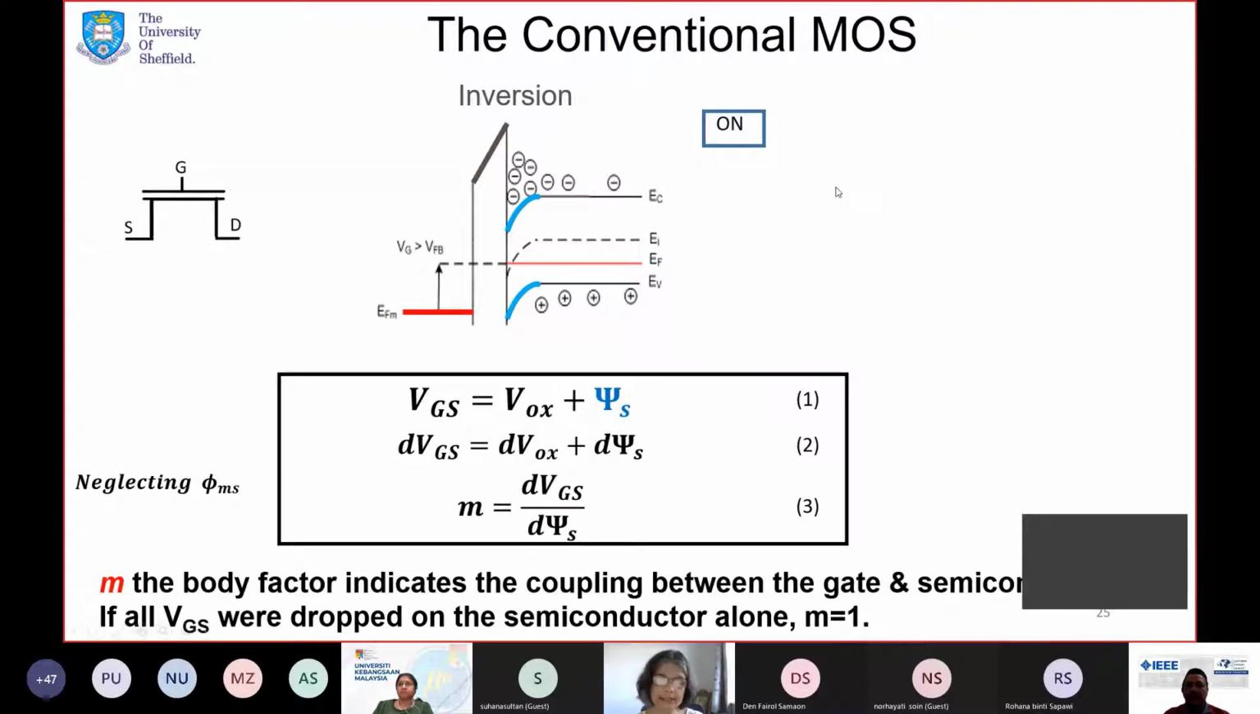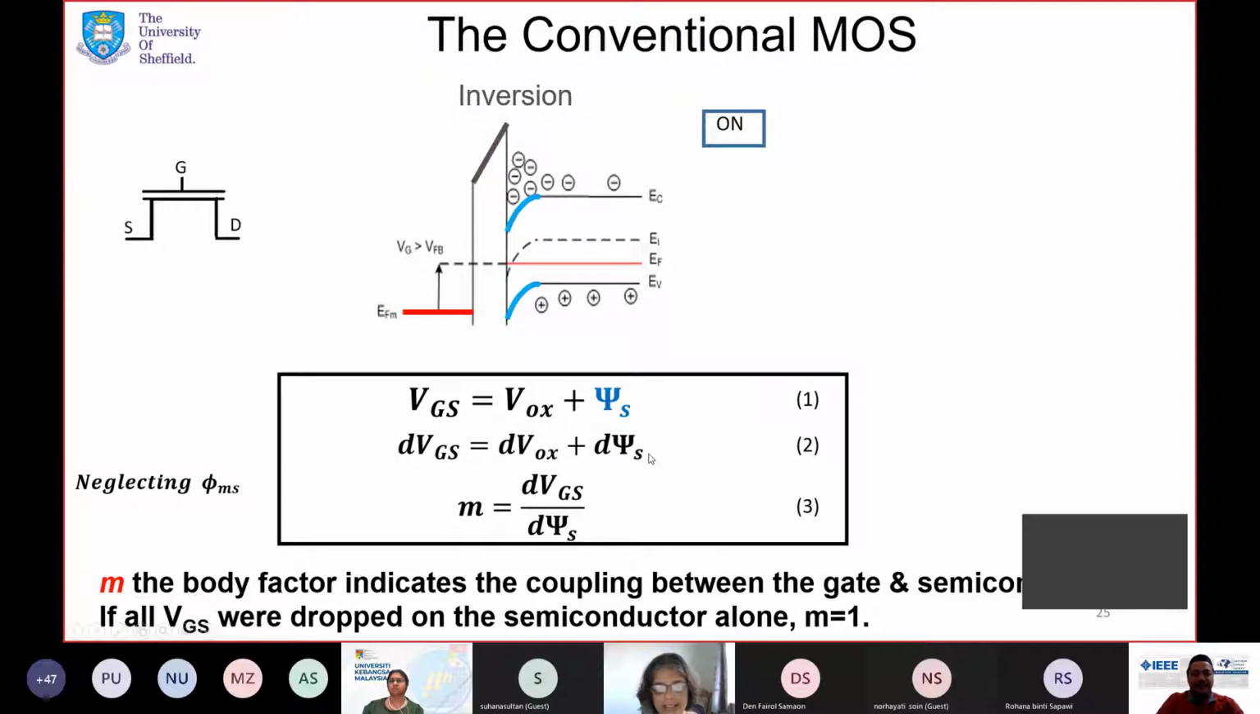The second option is the body factor. And let me try and explain this. We go back to the symbol of a MOSFET. This is the source and drain separated by the gate. Now we know that when we apply a positive voltage on the gate, that voltage gets dropped across the oxide, and the remainder gets dropped across the surface of the semiconductor here in order to create this inversion channel. So VGS is Vox plus psi s. Now we are ignoring the work function of the metal for simplicity.